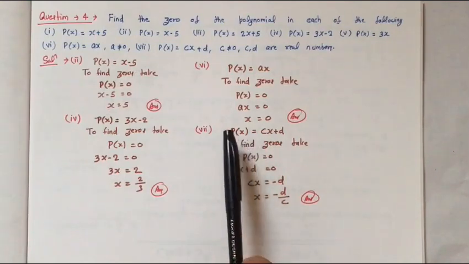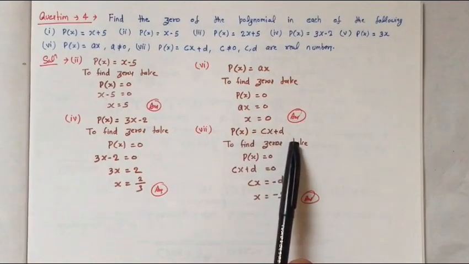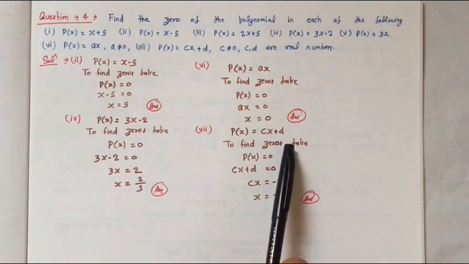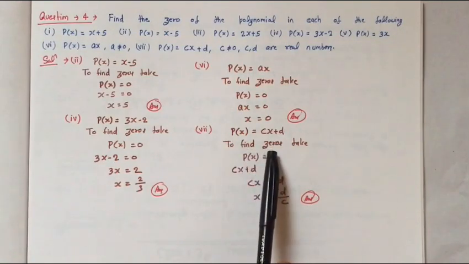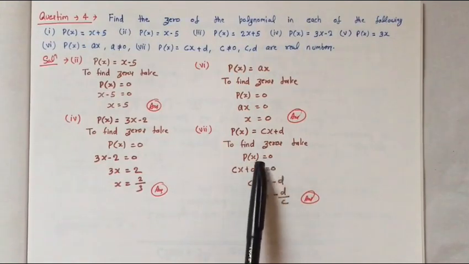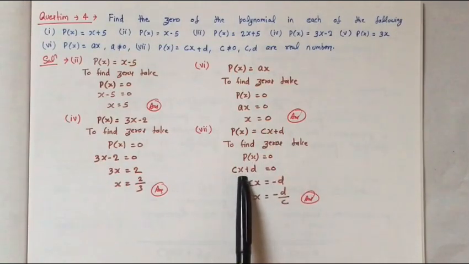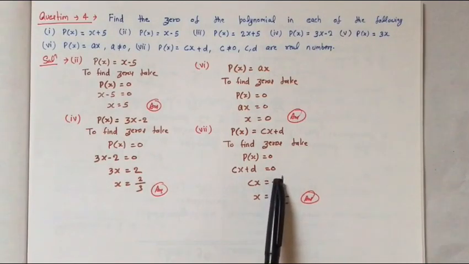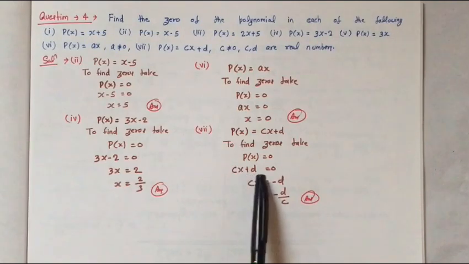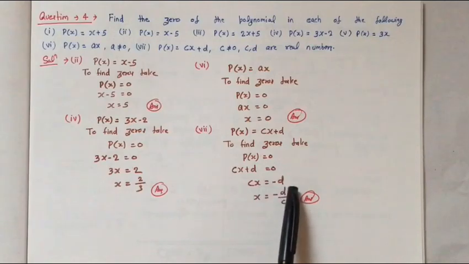And in the last, the seventh part, p of x equals cx plus d. This is the polynomial. To find zeros, take polynomial p of x equals 0. It means the value of polynomial p of x is cx plus d. So cx plus d equals 0. Now first of all transfer d to this side. So plus d going to this side will become minus d. So cx equals minus d.